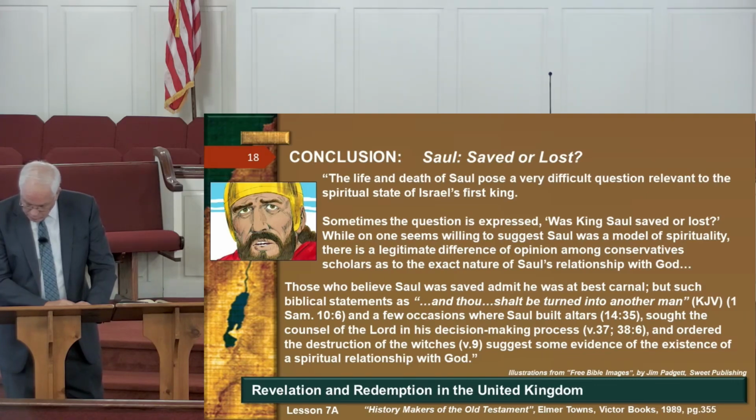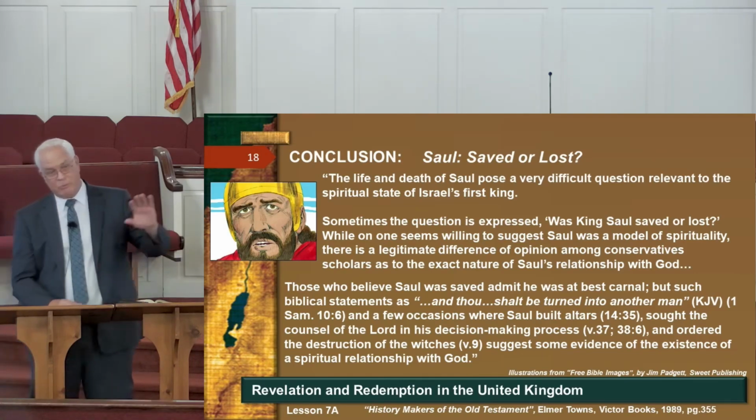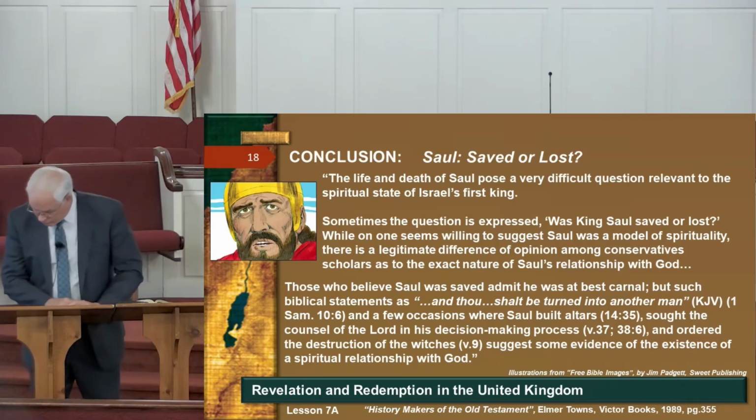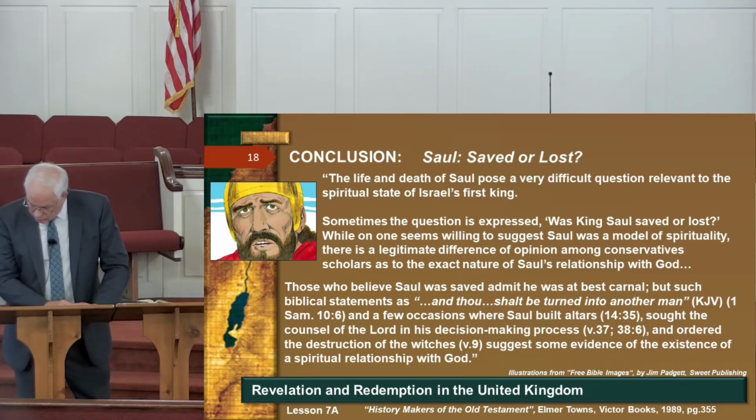Those who believe Saul was saved admit he was at best carnal, but such biblical statements as, thou shalt be turned into another man, a few occasions when Saul built altars, sought the counsel of the Lord in decision making, verse 37, and ordered the destruction of the witches. He did order destruction of the witches. But here's one he went to go see sometime later on, the witch of Endor. This suggests some evidence of the existence of a spiritual relationship with God.